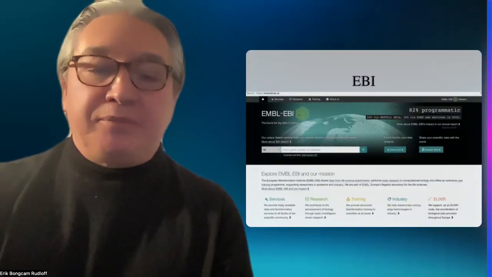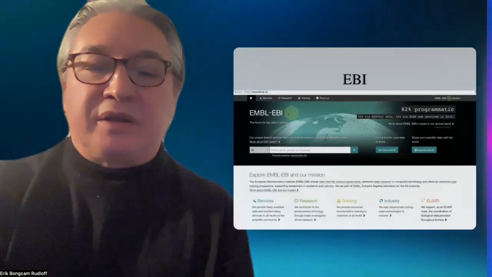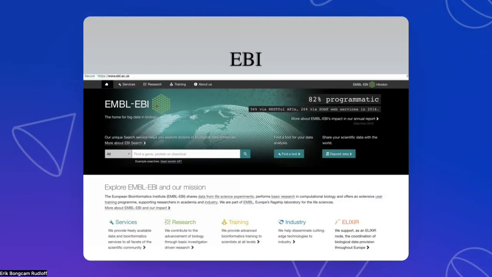And then the EBI, which is the one in Hinxton, outside Cambridge, where they have a lot of facilities. They have a lot of databases, and they have a lot of labs. They are really leading in hundreds of worldwide projects.